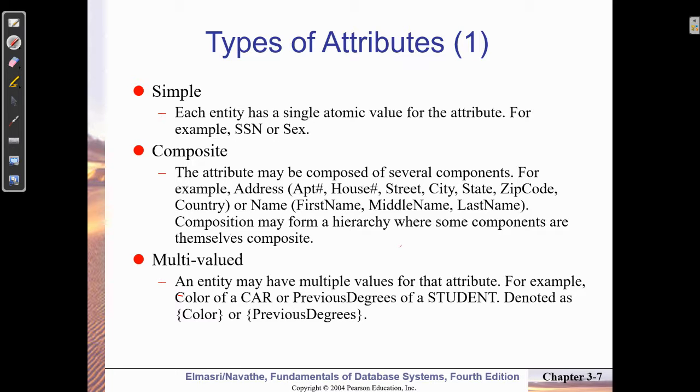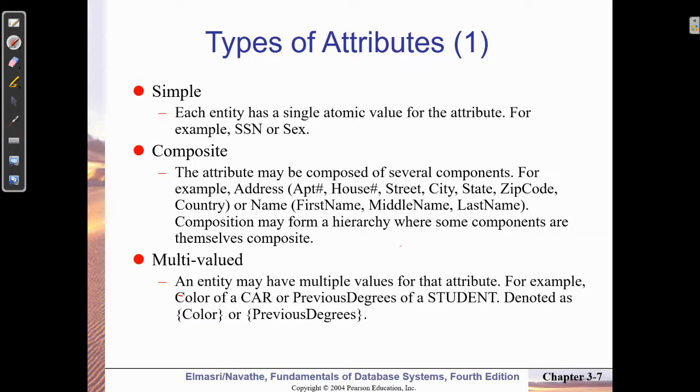If I take the example of a name attribute, it can be first name, middle name, last name. It can be only first name and last name, or only first name. So the name consists of several components. Composition may form a hierarchy where some components are themselves composite. So a composite attribute comprises several components.